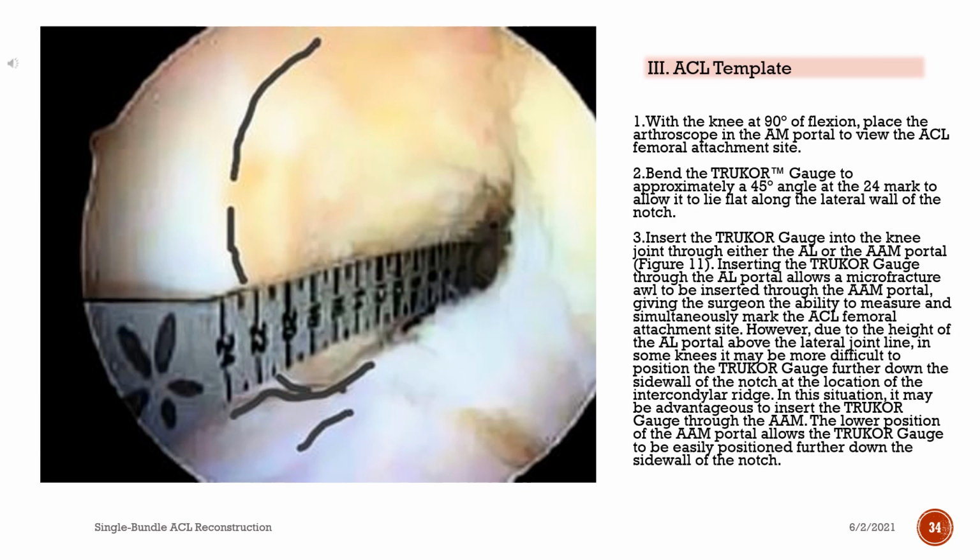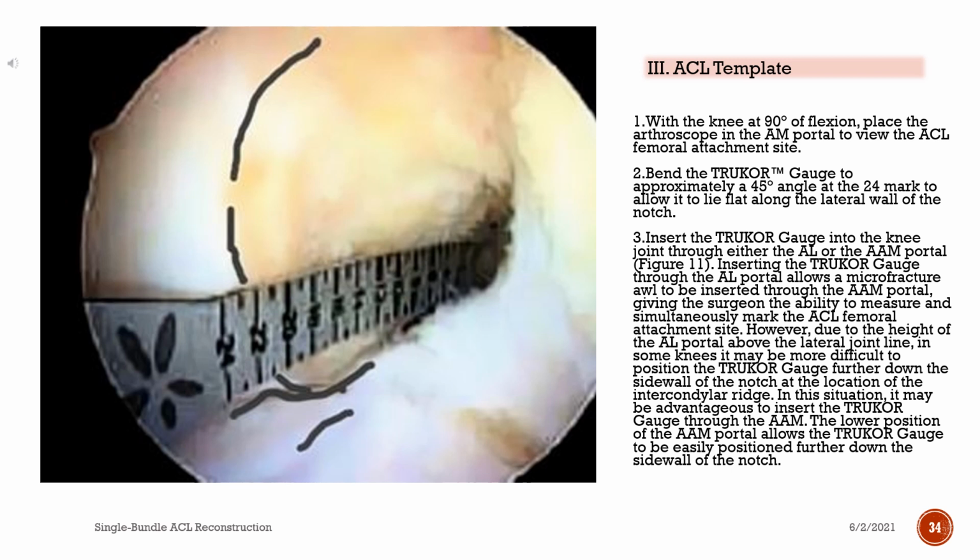With the knee at 90 degrees of flexion, place the arthroscope in the AM portal to view the ACL femoral attachment site. Bend the gauge to approximately a 45 degree angle at the 24 mark to allow it to lie flat along the lateral wall of the notch. Insert the gauge into the knee joint through either the AL or the AM portal, figure.